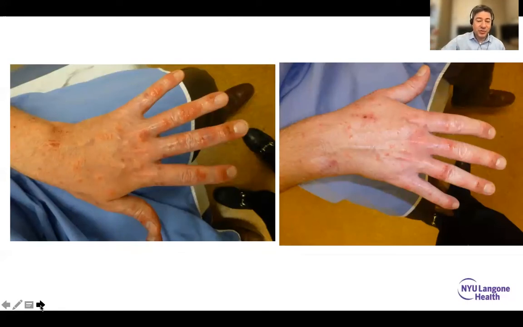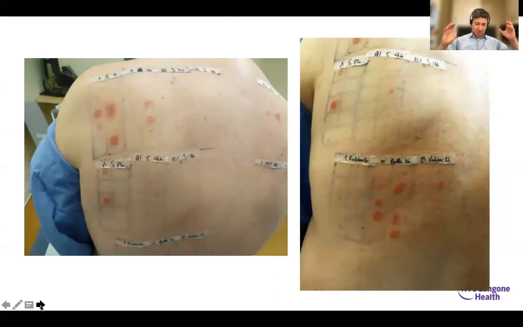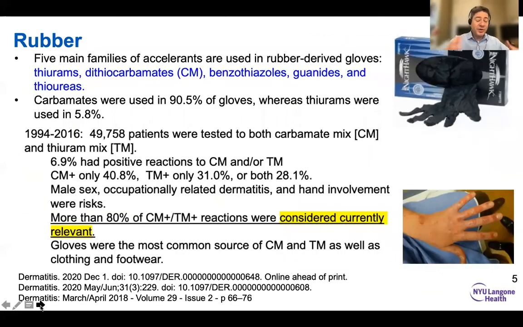Speaking of rubber, this was a thoracic surgeon who had chronic, recurring, and paroxysmally flaring hand dermatitis, requiring multiple self-treatments with prednisone when he was on call. And here's his back. Most of these patch tests are associated with rubber accelerators in the gloves he was wearing in the office and in the operating room. And when we switched from the accelerators he was allergic to, to accelerator-free gloves, he cleared.